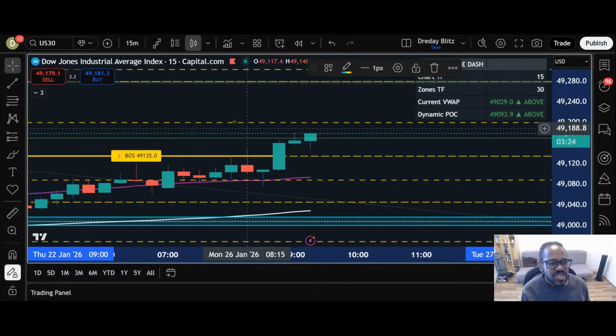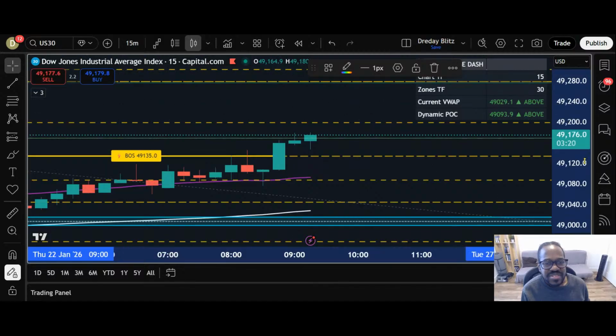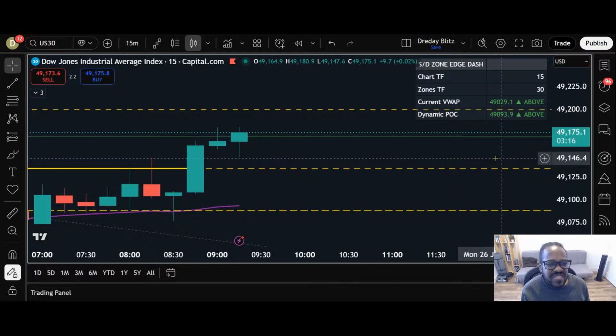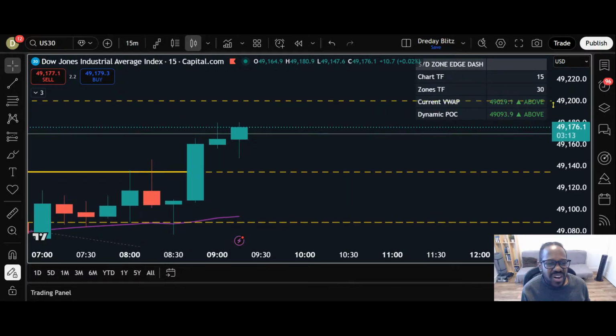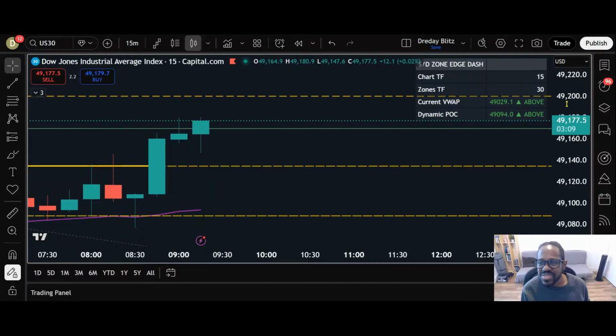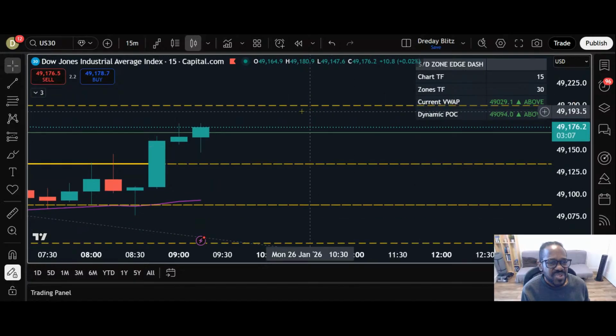All right. So we had a break of structure right here. I'm just going to make sure that I'm on the right thing. All right, perfect. So we'll see how the market will open, and we're just going to wait it out and wait for a reaction.